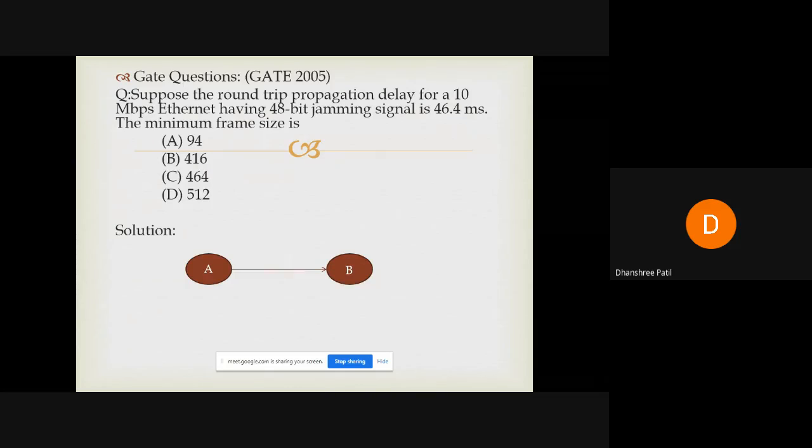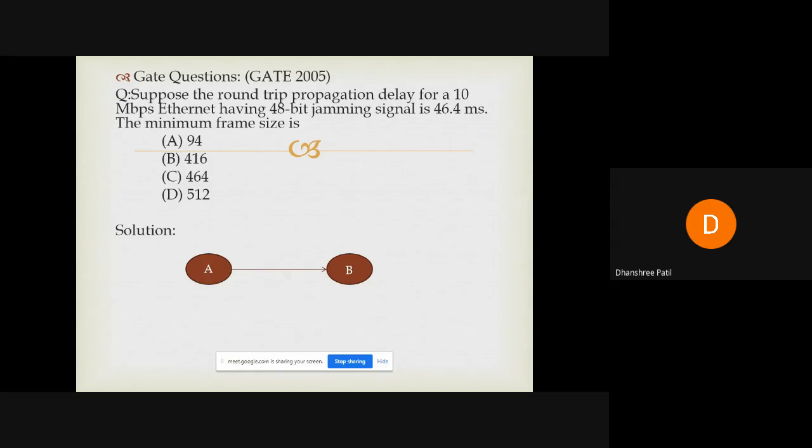Now the question gives the propagation delay, and they have also mentioned that there will be a 48-bit jamming signal, meaning the signal is jammed for some amount of time. We have to consider that for calculating the frame size. So that is the 48 bits, and the rate is 10 Mbps. From all this information we have to calculate the minimum frame size for the transmission of the data.